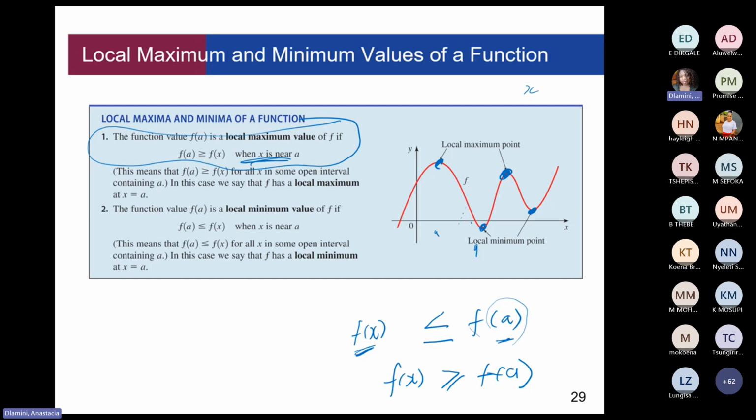But because your graph is continuous, you cannot say which one is the absolute maximum or minimum, because you don't know that at x equals 1 million, your graph maybe is doing this again. Do you see that?